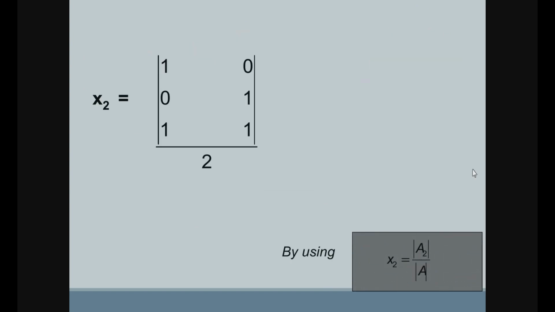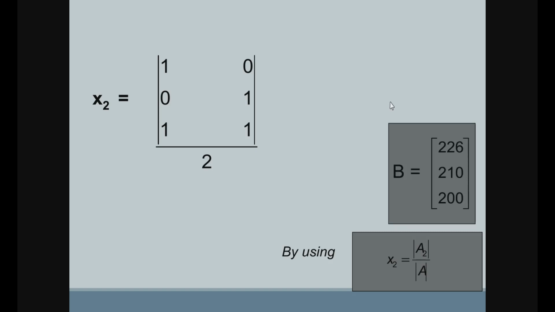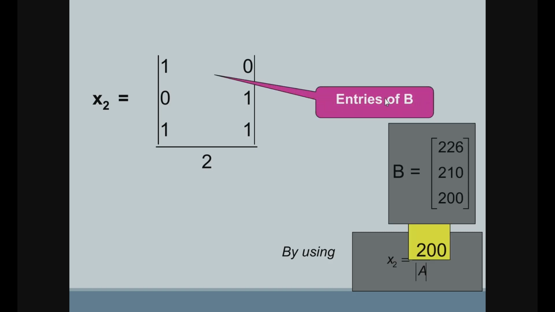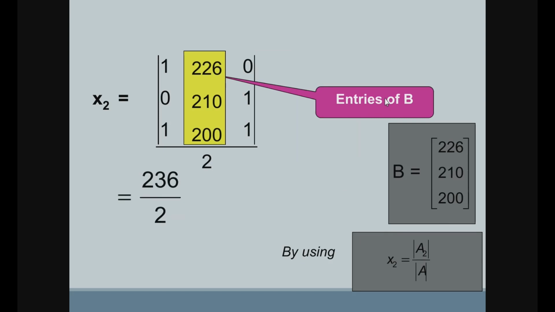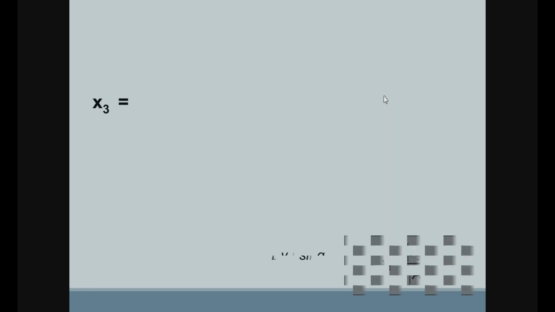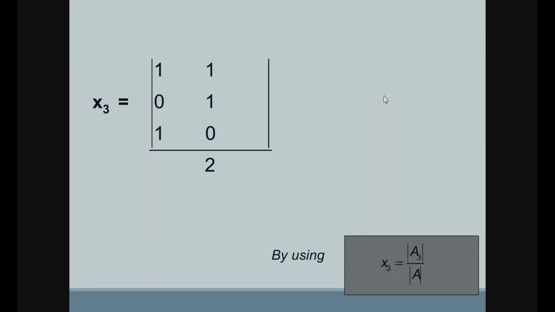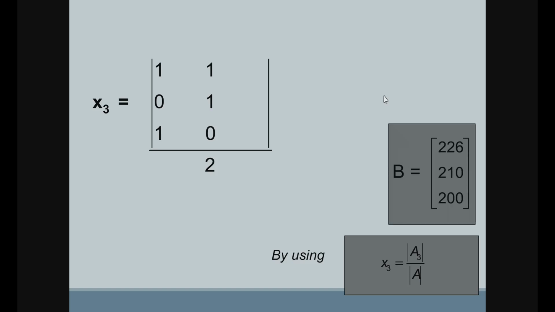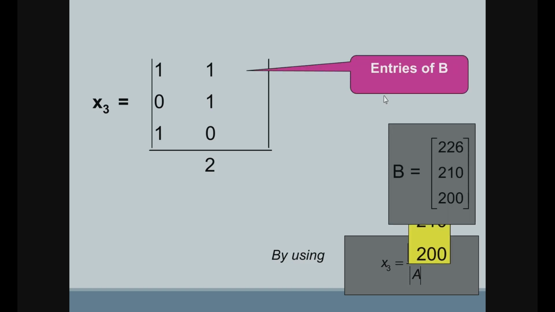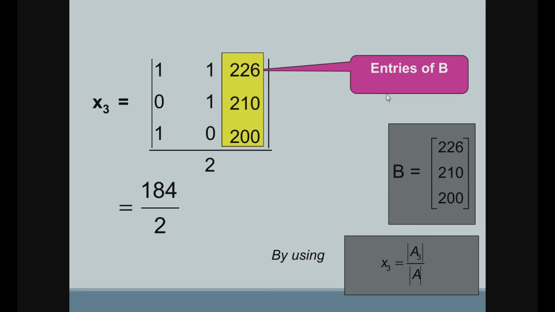For x2, the second column we replace with the entries of b, and then we get 118. For x3, the third column we replace with the entries of b, then find the determinant of A3 over the determinant of A. We have the determinant of A is 2, and then x3 is 92.